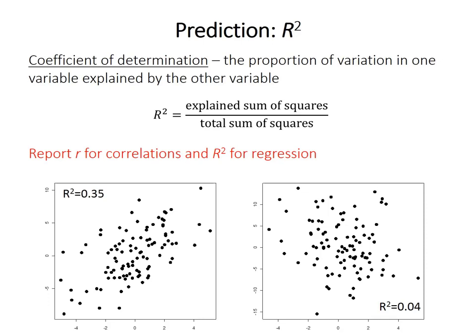R squared is the square of the correlation coefficient r, but you should be careful to report r for correlations and r squared only for regressions. Don't mix up the two. R goes for correlation, r squared for regression.